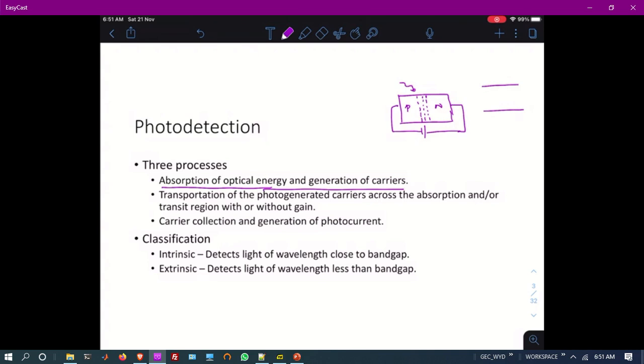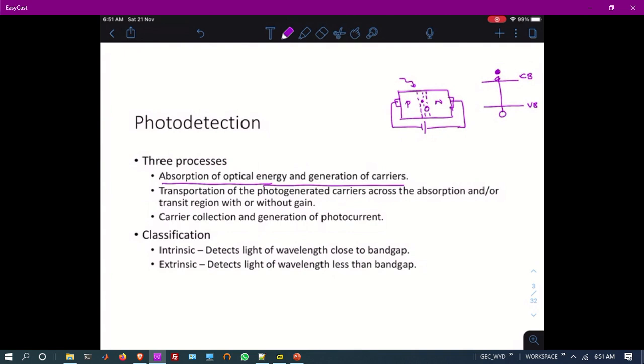If the photon is of considerable energy greater than the band gap, then the electron in the valence band will absorb this energy and move to the conduction band, which means that it will get split into a hole and an electron. And since there is an applied field, the hole and the electron will move in opposite directions, which in turn will produce the current. The electron will move in this direction and the hole will move in this direction, which will finally constitute the photocurrent.